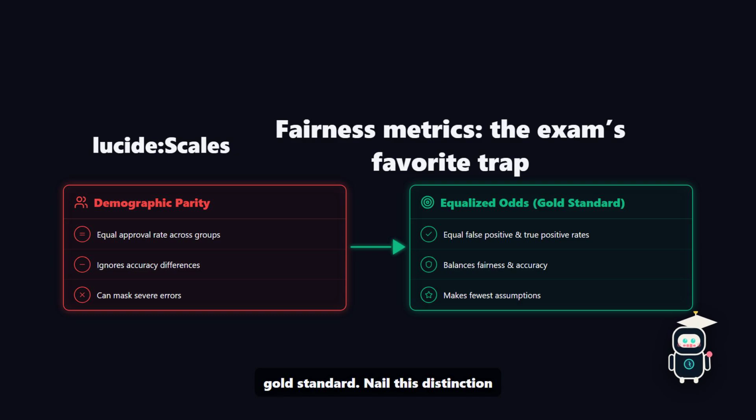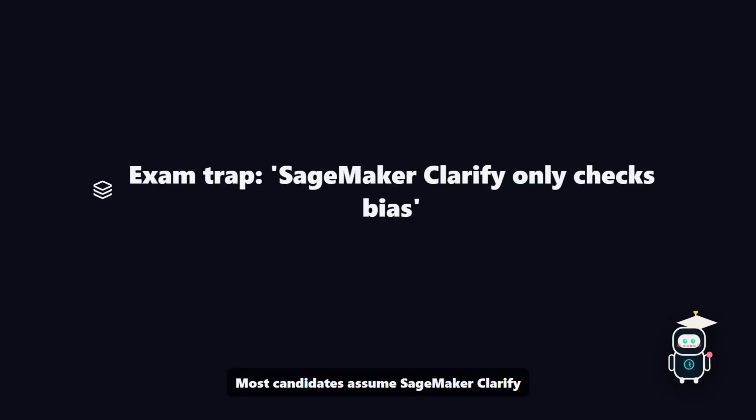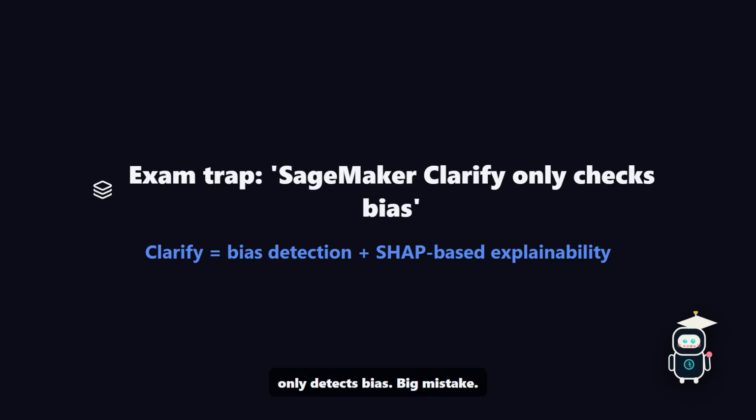Nail this distinction now. Most candidates assume SageMaker Clarify only detects bias. Big mistake. Clarify also produces SHAP-based feature importance and partial dependence plots. So if the exam asks to explain a model's unexpected decision, Clarify is the answer, not because of bias detection, but because of its full explainability suite. Memorize: Clarify, or SEER's, bias plus explainability.